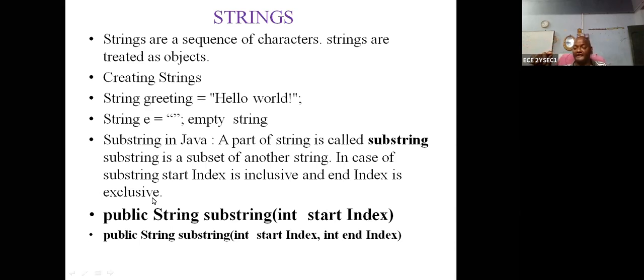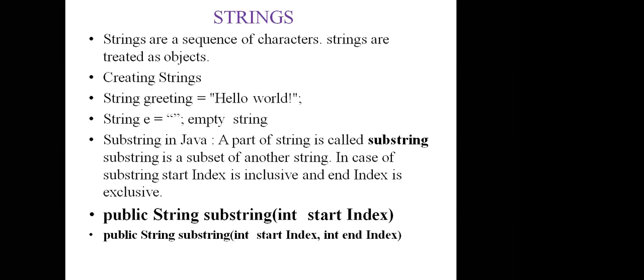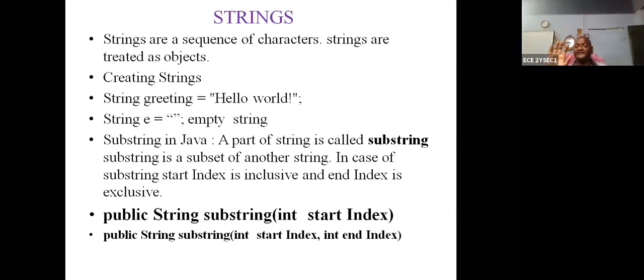Suppose the range is 0, 5. What is the starting index? 0, so that character is printed. That's why it is called inclusive. What is the end index? 5. It starts from 0. The first is printed, second is printed, third is printed, fourth is printed. But the fifth indexed character is not printed. That's why it is called the end index is exclusive.